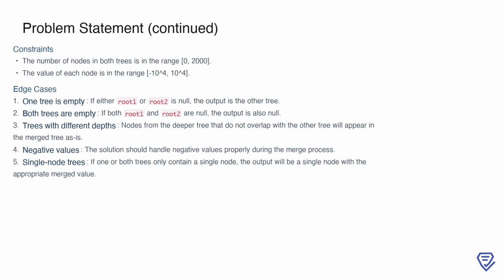For trees with different depths, nodes from the deeper tree that don't overlap will appear in the merged tree as is. The solution must also handle negative values properly during the merge process. Additionally, if either of the trees contains only a single node, the output will reflect the appropriate merged value for that node. These considerations ensure that the solution accounts for a wide variety of scenarios in merging binary trees.